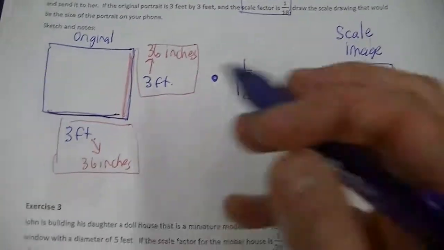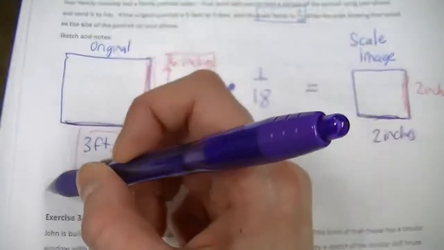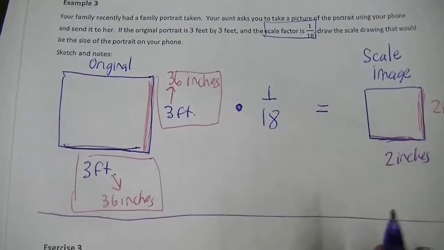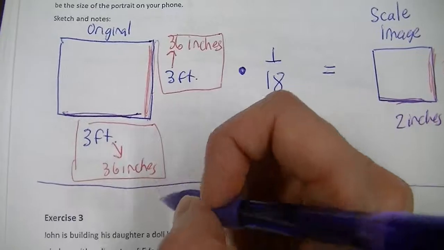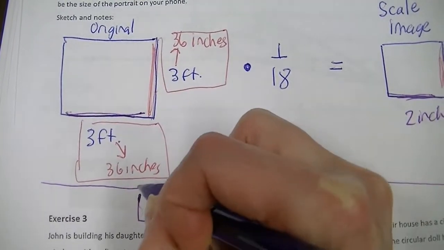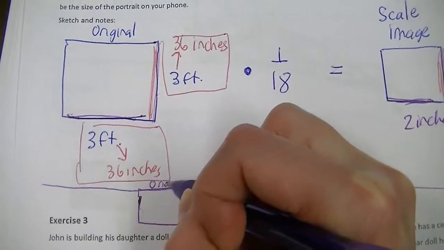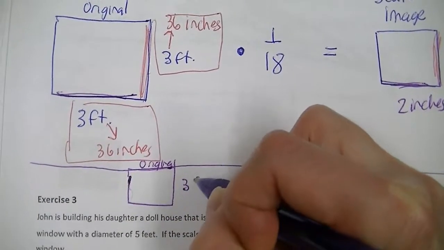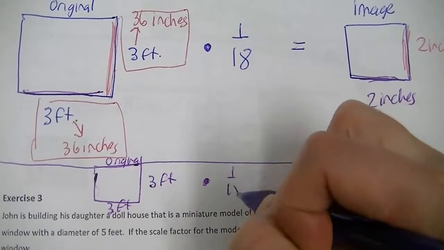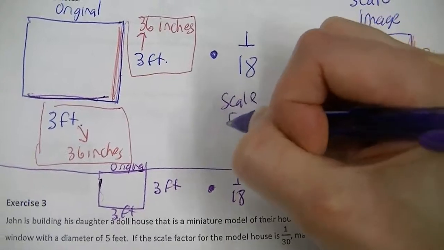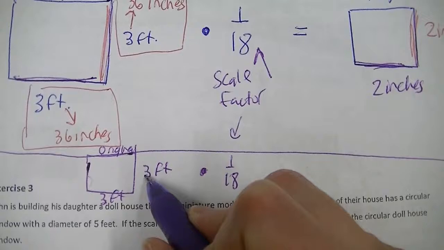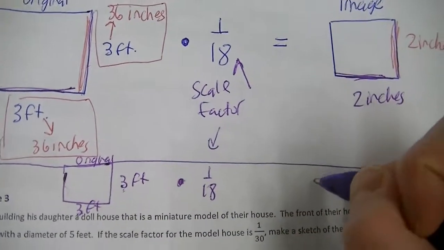Okay? Now another way that I could do this exact same problem might be a little bit more challenging. And what it would involve is going like this. So I'm sorry I kind of ran out of room. Pretend that's that original. And I'm going to keep it as 3 feet. And you got to keep that same scale factor. Okay, that's the scale factor right there. And watch what happens when I go 3 times 1/18.